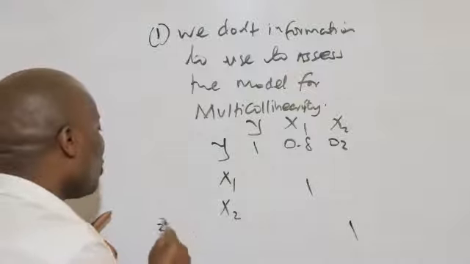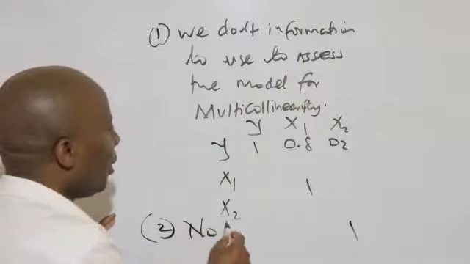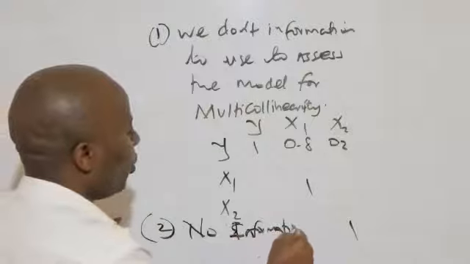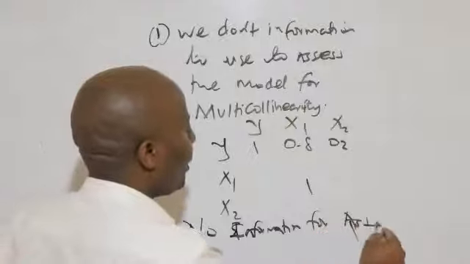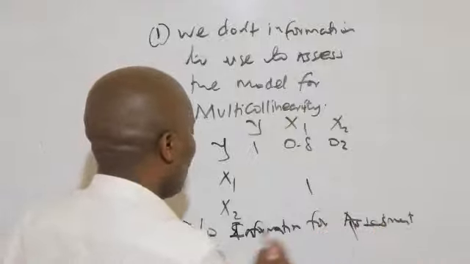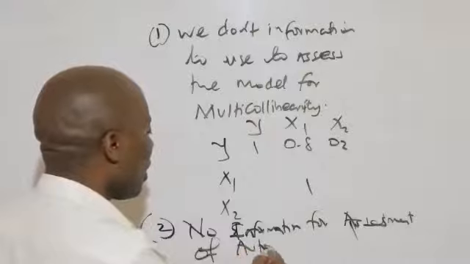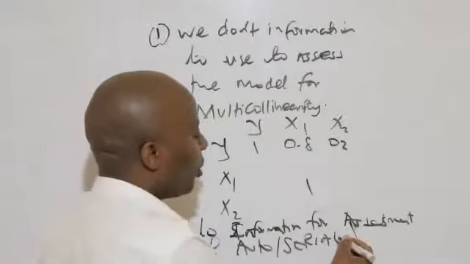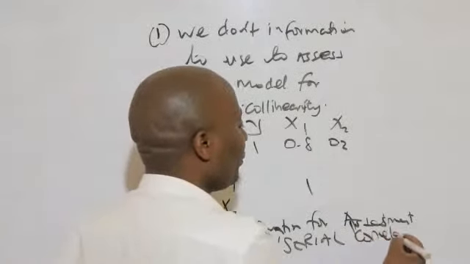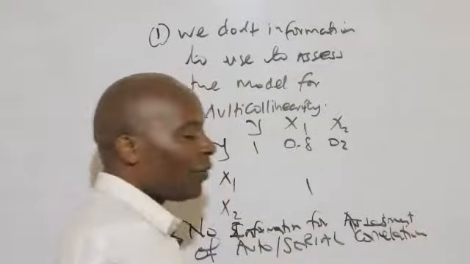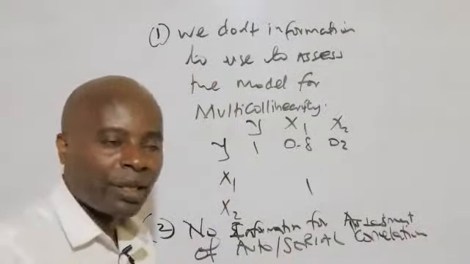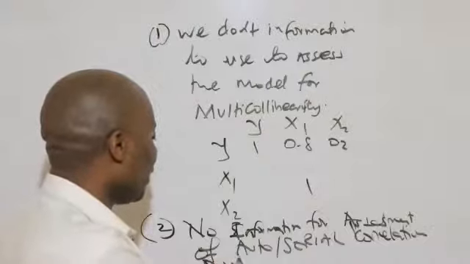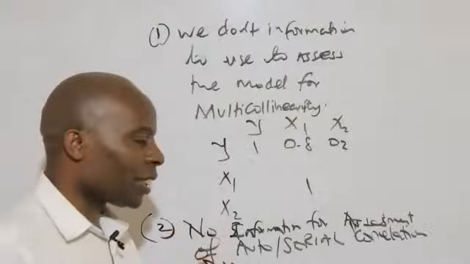Number two, also we don't have information for assessment of serial correlation. There is no information. They haven't given us what we call the Durbin-Watson. So there is no Durbin-Watson. It's called the DW. The Durbin-Watson statistic has not been given.